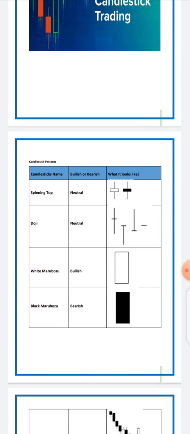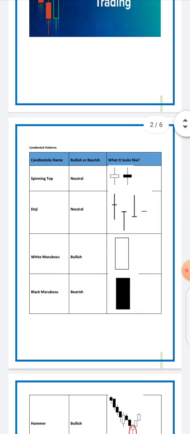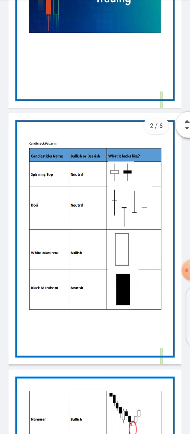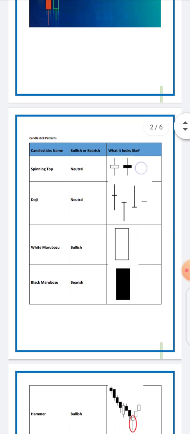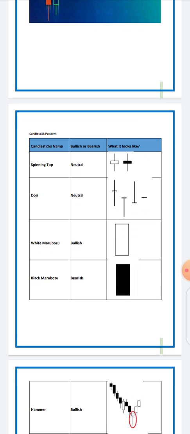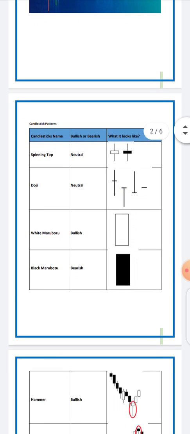You can see the part of the body that looks like a pin at the top is known as the upper wick, while the part that looks like a pin at the bottom of the candlestick body is known as the lower wick. The other part is known as the body of the candle. It looks like something you can spin, that's why they call them spinning top. They are neither bullish nor bearish. They are neutral. It doesn't represent anything, it's just a pattern that it forms, and nothing happens.